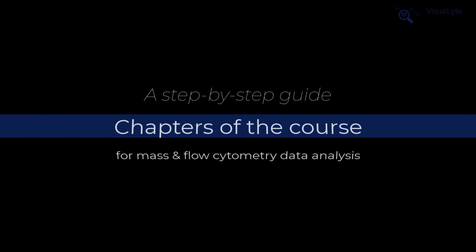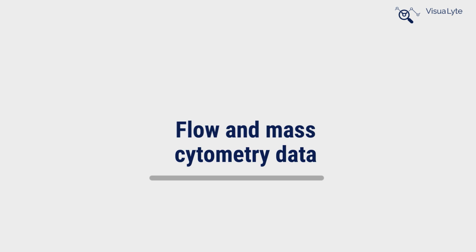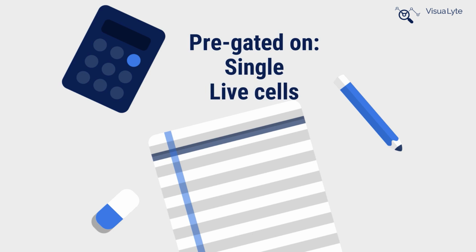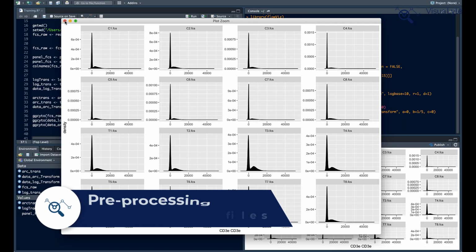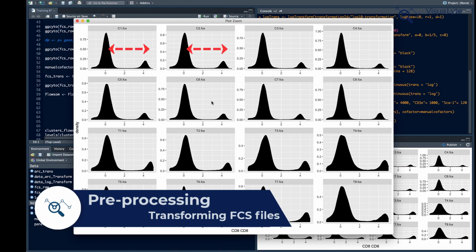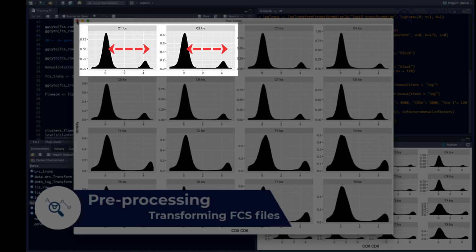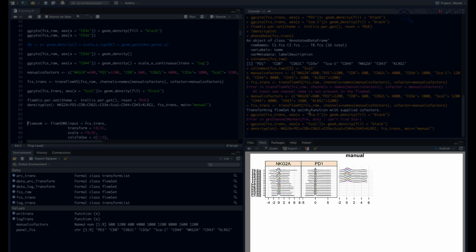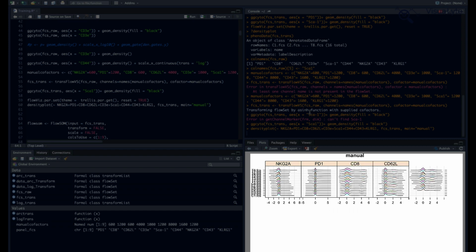Now let's have an overview of the chapters and see how the courses look like. We will work on one flow cytometry dataset and one mass cytometry dataset. The data we use were previously gated on single live immune cells. We'll follow this workflow. You'll learn how to remove some non-informative channels, renaming channels, and enhance the separation between the negative and the positive peak. You'll make your flow cytometry data look great and comparable to mass cytometry data.